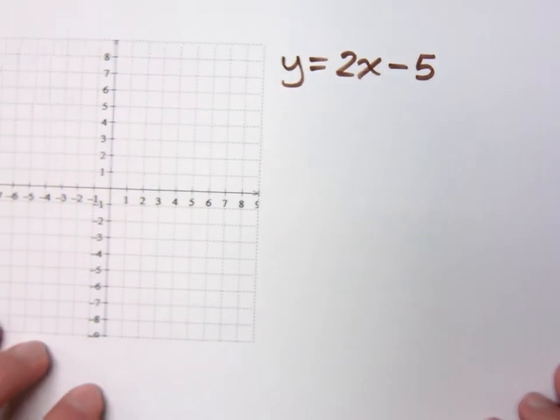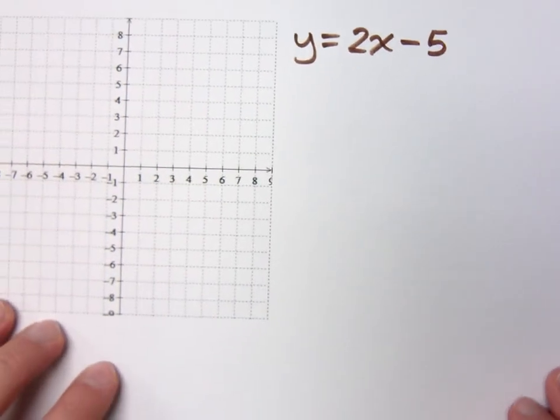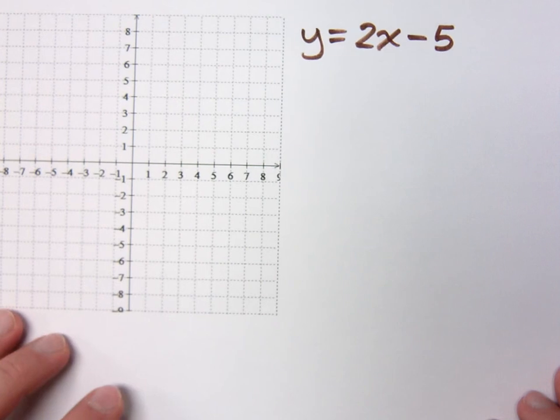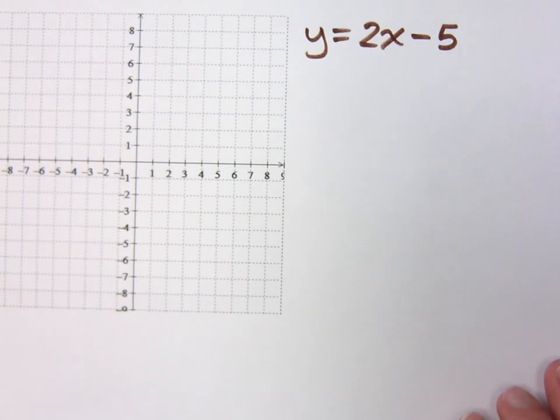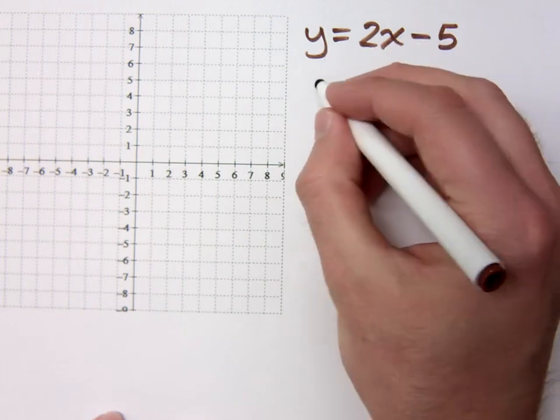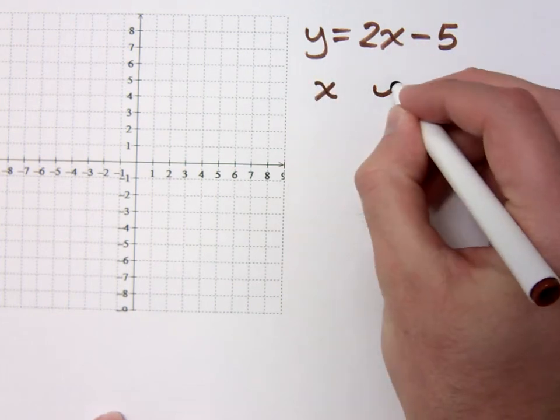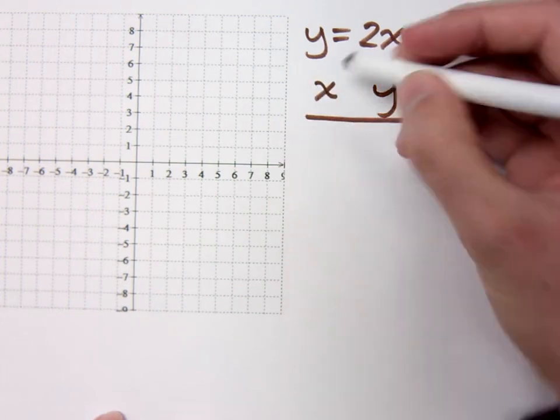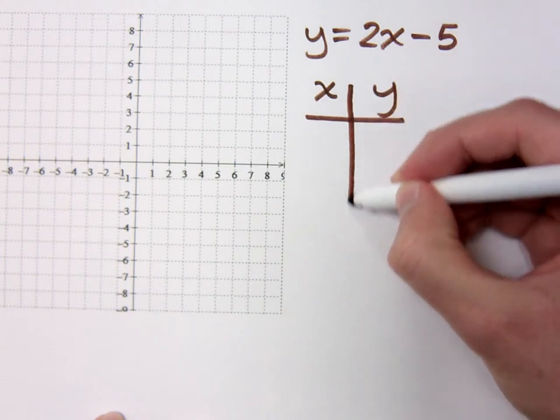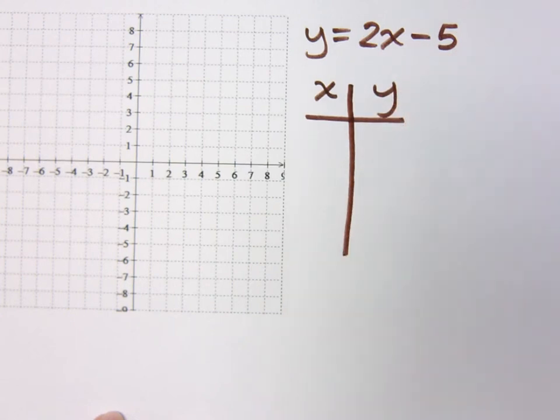All right, so let's take a look at this equation right here, y equals 2x minus 5. Now what I want us to do is graph this using a t-table. It's pretty simple. Just make a table that looks like a t. It's the same thing that you would have seen on your graphing calculator. You pick whatever x values that you want.